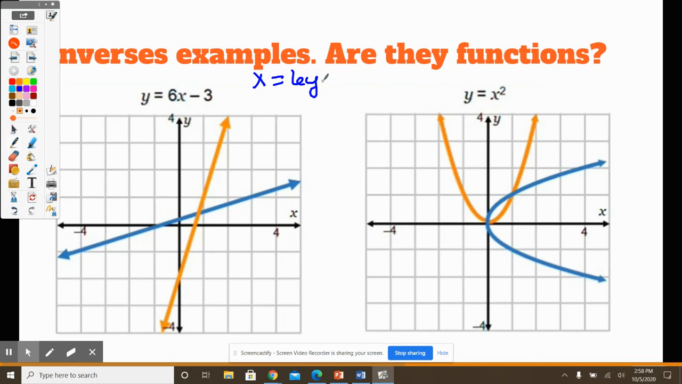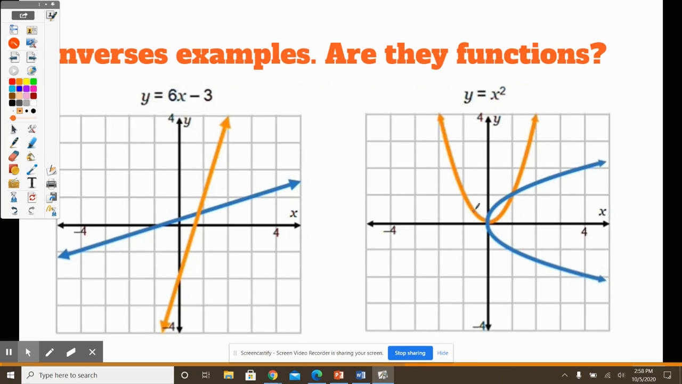X equals 6y minus 3. X plus 3 equals 6y. Divide everybody by 6, and it would be 1/6, a little glitch. 1/6x plus 1/2 equals y. That's what should be happening. But they would both be functions. But what happens here is that they're not both functions.